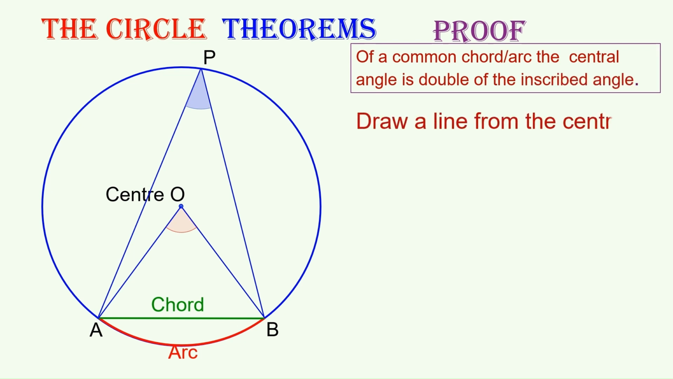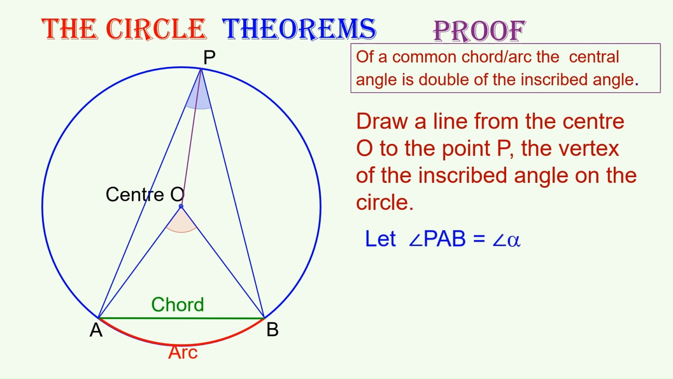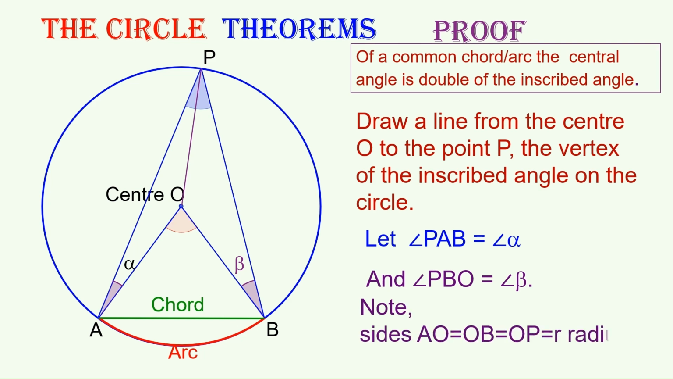To prove, draw a line from the center O to the point P, the vertex of the inscribed angle on the circle. Let the angle PAB equal alpha and the angle PBO equal beta, and we know the sides AO equals OB equals OP equals R, the radius.